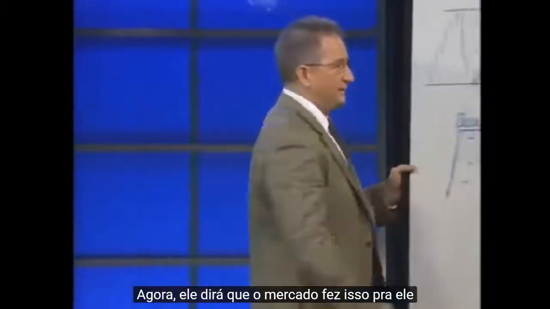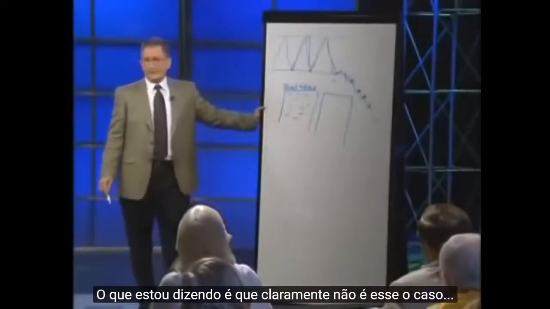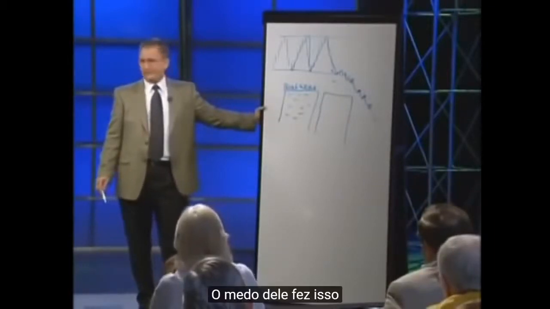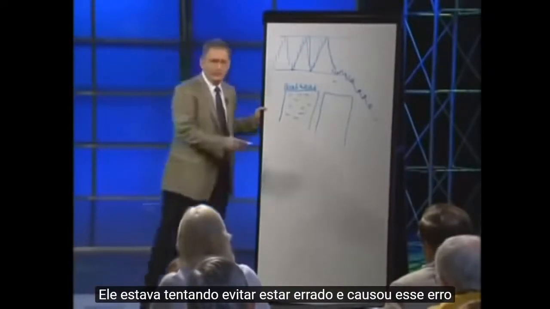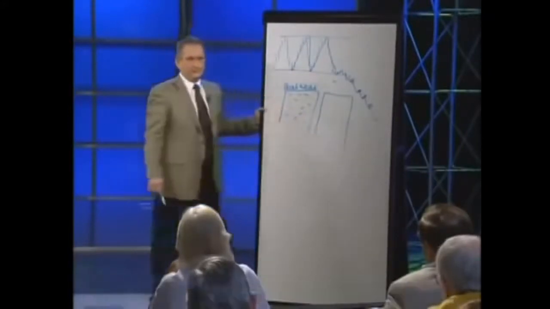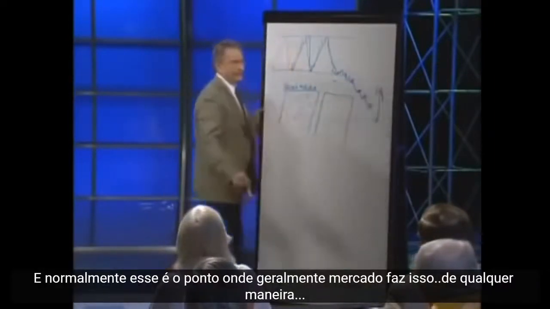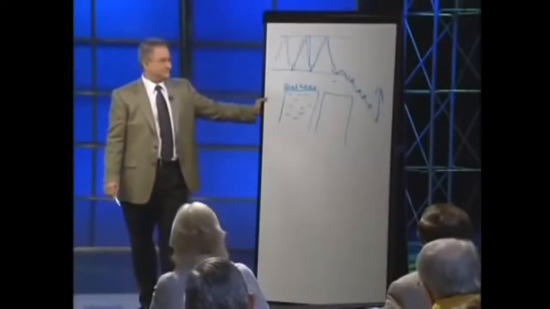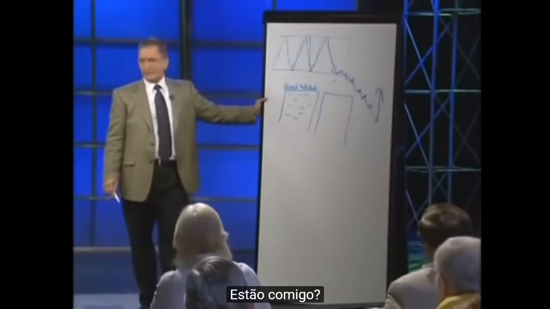Now, he would say that the market did this to him. But what I'm saying is that is blatantly not the case. His fear did that to him. He created the very experience he was trying to avoid. He was trying to avoid being wrong, and he made himself wrong. And ultimately, this is always the spot where the market does that anyway. You guys with me on this?